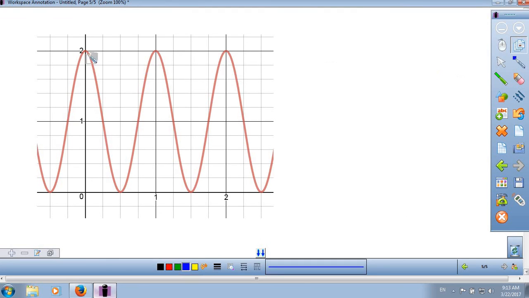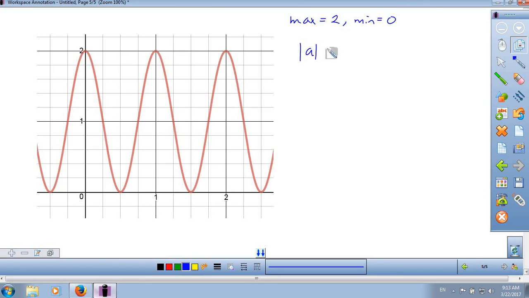Alright, so let's take a look at this one. This one is a little bit different because there's no pi here on the x-axis, as you can see. But we'll still go ahead and do it the same way. Let's identify the maximum. The maximum is 2, and the minimum value is actually 0. It goes down to 0.